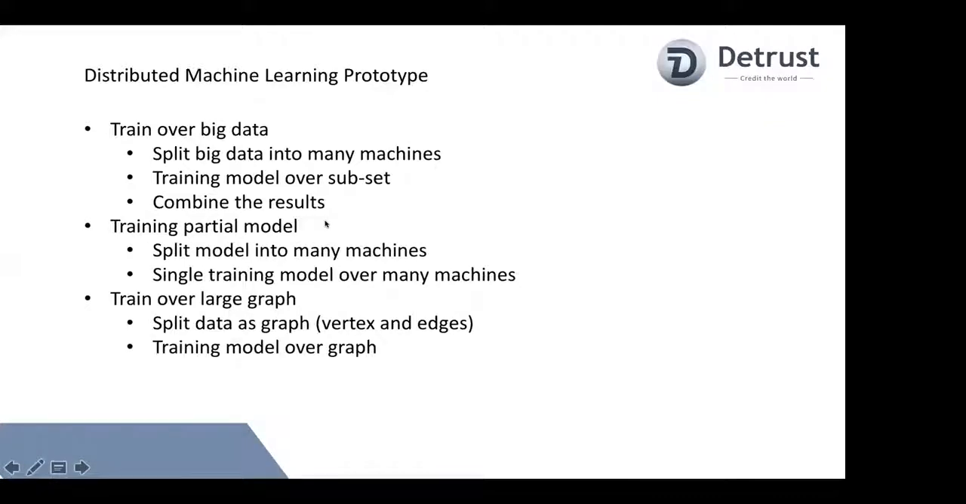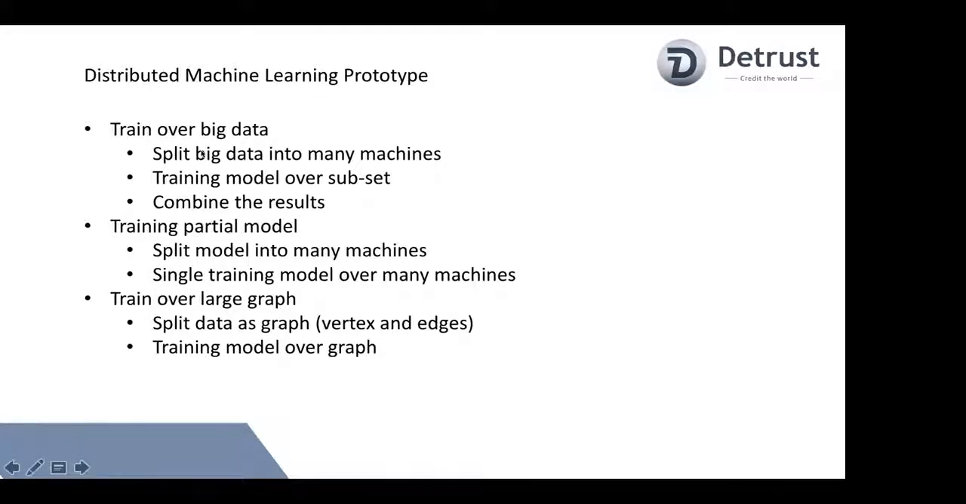So we are working on a distributed machine learning prototype to build models on top of blockchain. We use simulators to do the work. Basically, there are three types of distributed machine learning.